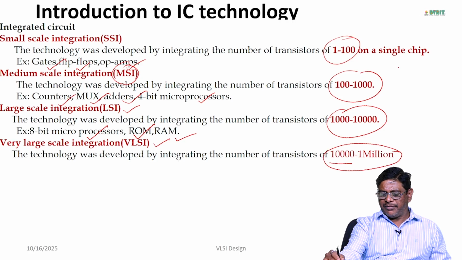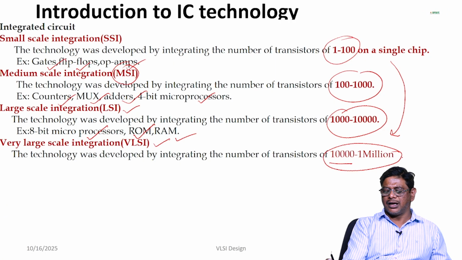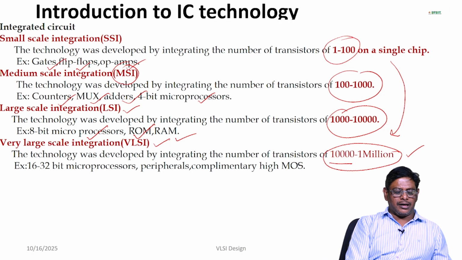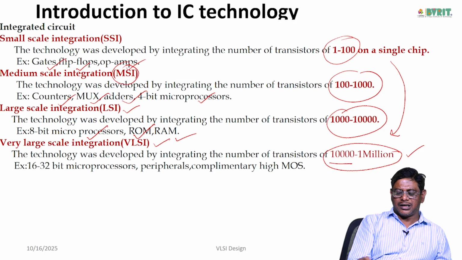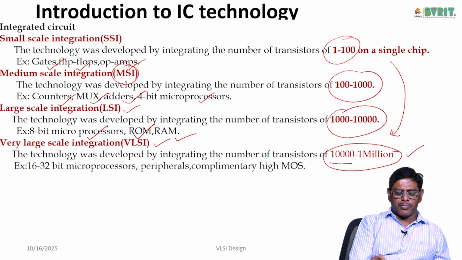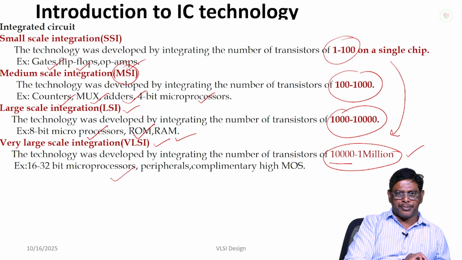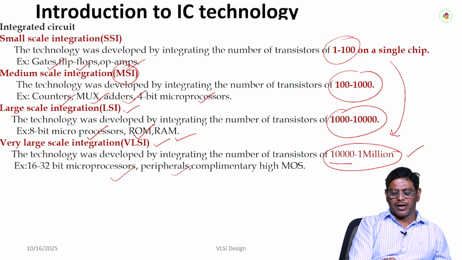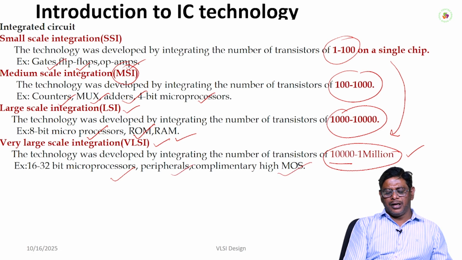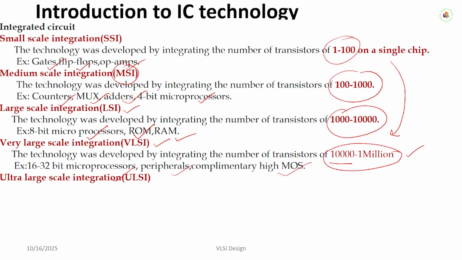When comparing with the existing designs, the previous versions, we have a higher number of components here. Some examples for this number of components are 32-bit microprocessor, some of the peripheral components, and complementary metal oxide semiconductors, which are of higher use in MOS.